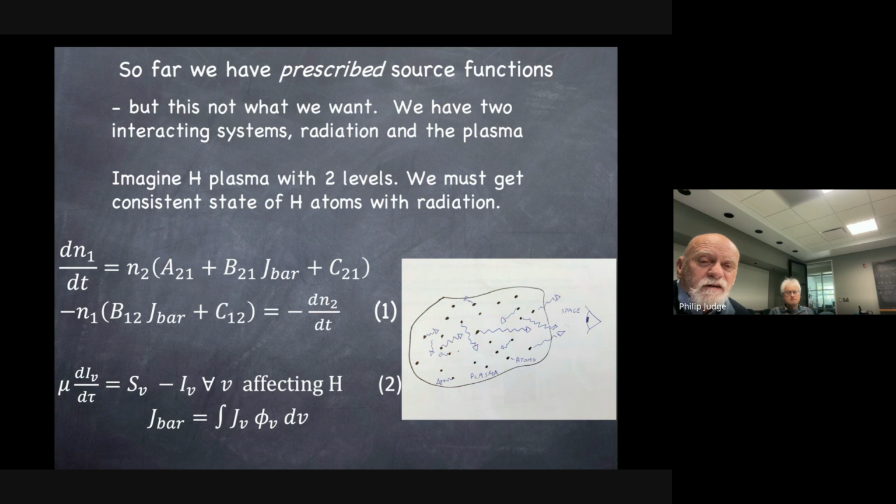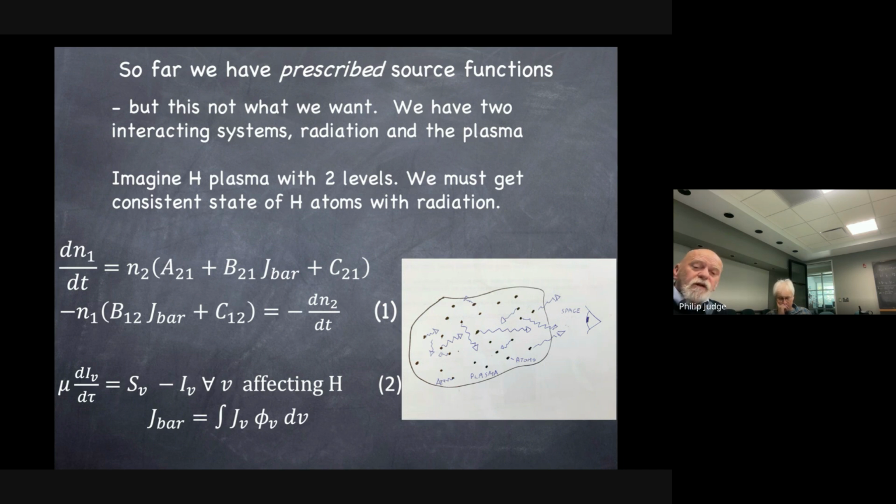Okay, just to finish up today, we've prescribed source functions, but that's not what we want. What we really have is two interacting systems. We have radiation and we have the plasma, and they're coupled through the electromagnetic radiative terms.